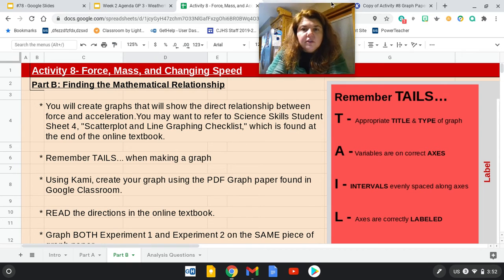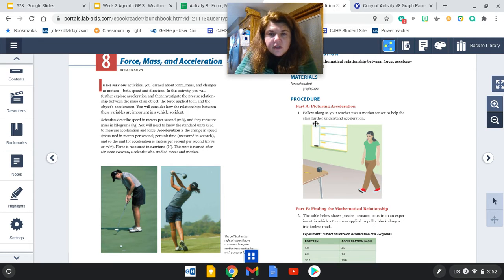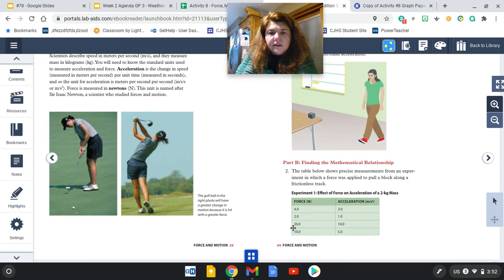So let's look at the steps here on the online textbook. Like I said, we're going to skip over part A, and so we're looking at part B. And the first thing for part B, it says, the table below shows precise measurements from an experiment in which a force was applied to pull a block along a frictionless track. And so this is the data that we're going to use here.